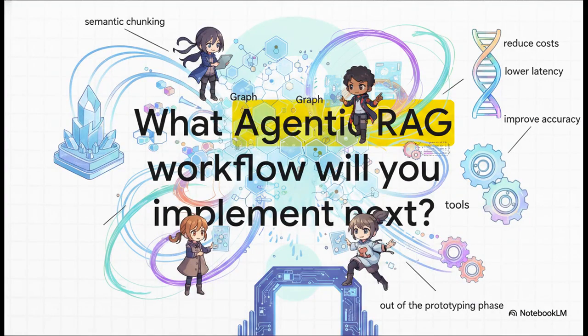We have covered immense ground today, everyone, from the foundational bedrock of semantic chunking all the way up to the absolute cutting edge of graph and agentic orchestration. We've seen exactly how these patterns reduce our costs, lower latency, and dramatically improve accuracy over those naive prototype approaches. So I want to leave you all with this final challenge as we officially move out of the prototyping phase. Look at your current projects. What is the very first Agentic RAG workflow you plan to architect and implement in our next sprint? The tools are here, the patterns are clear, let's start building.